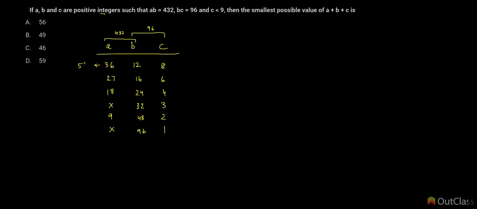36 plus 12 plus 8 is 56, present in the options. 27 plus 16 plus 6 is 49, also present. 18 plus 24 plus 4 is 46. 9 plus 48 plus 2 is 59. So basically all 4 valid cases give you numbers that are there in the options. You just want to take the smallest one, which would be 46.